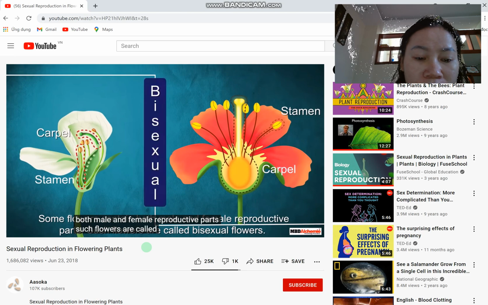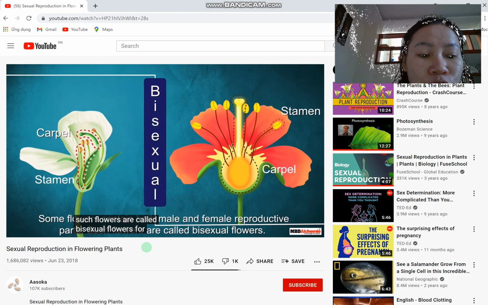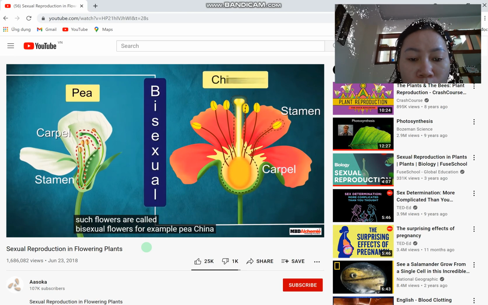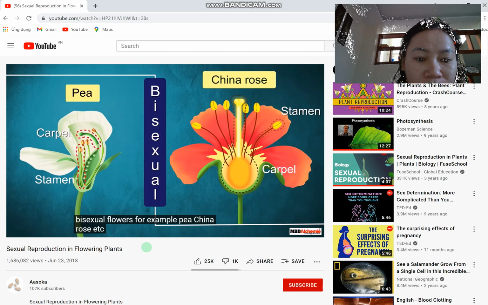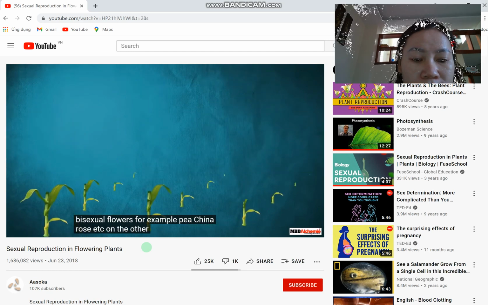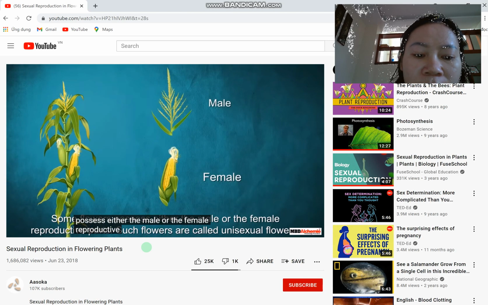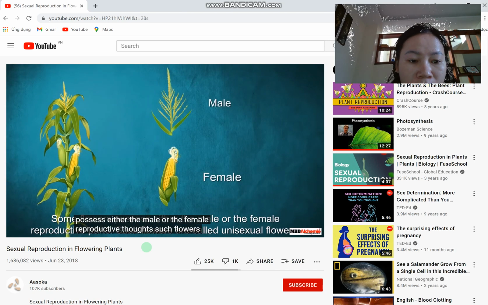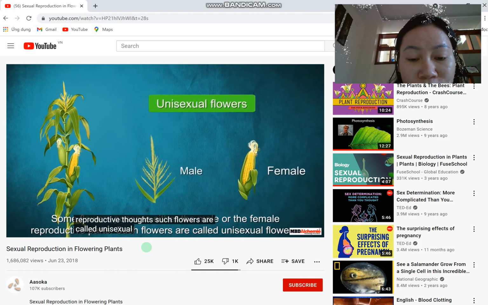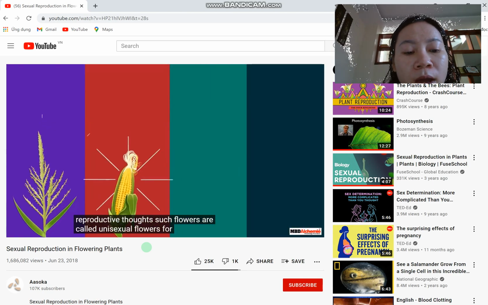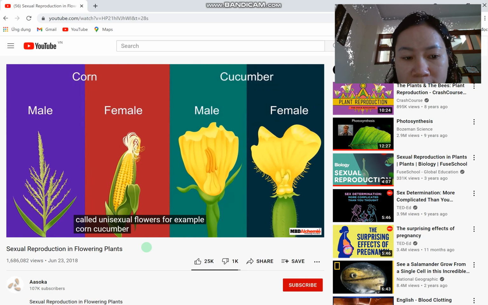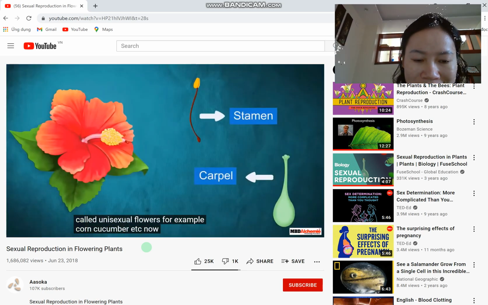Such flowers are called bisexual flowers. For example, pea, China rose, etc. On the other hand, some flowers possess either the male or the female reproductive part. Such flowers are called unisexual flowers, for example, corn, cucumber, etc.